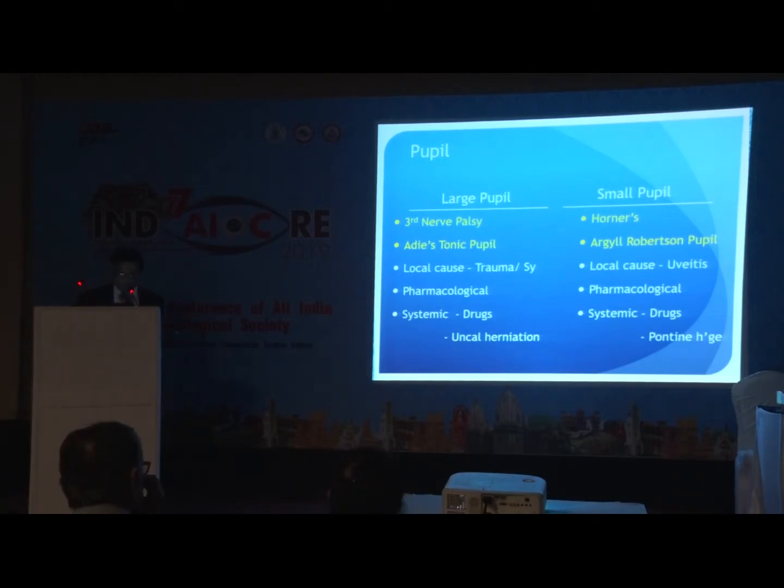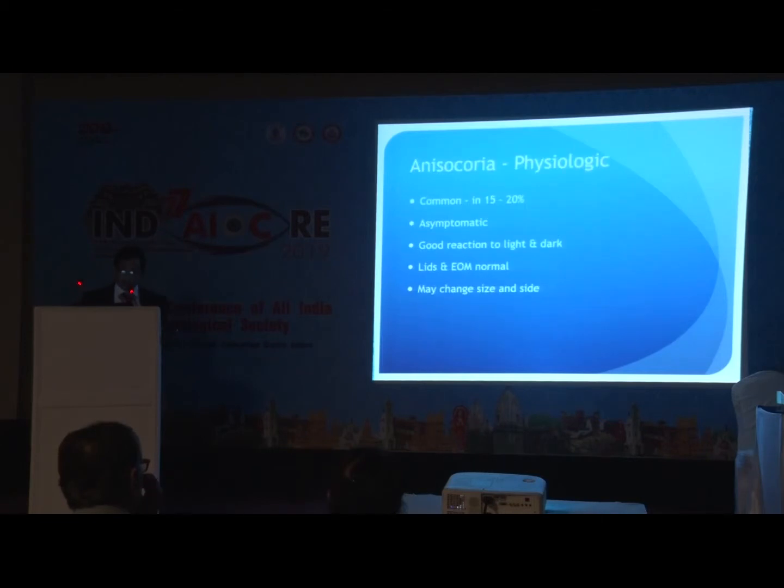I'll show you a few examples now. It is important to remember that anisocoria, as I said, up to 1 in 5 people can have it. It's usually asymptomatic. The important thing is that the reaction is good in light and dark, and there are no other features. And it's important to remember that the size and the side may change.